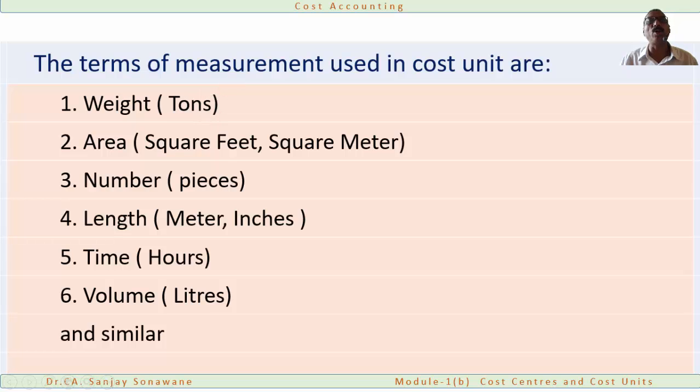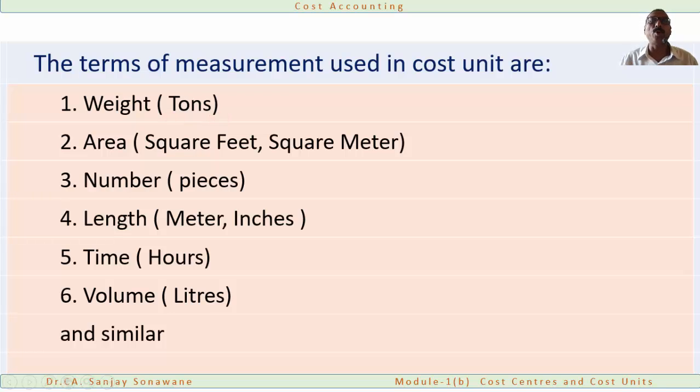But nothing is wrong if you are taking kilograms also, because there are certain industries where the value of the goods is very high. So in that case, instead of ton, we can count in kilograms also. But this is merely to understand what the cost unit is. Whenever any product is valued with reference to its weight, the unit is tons.